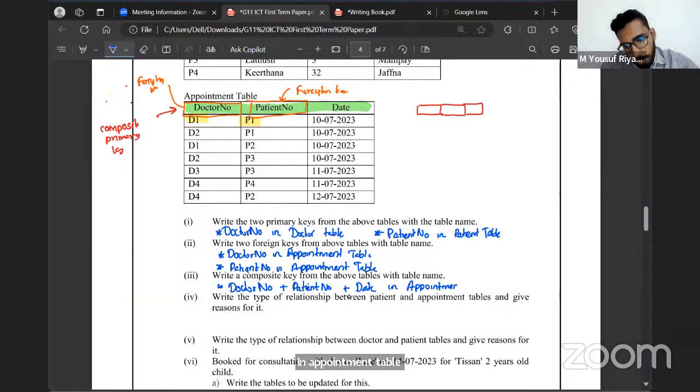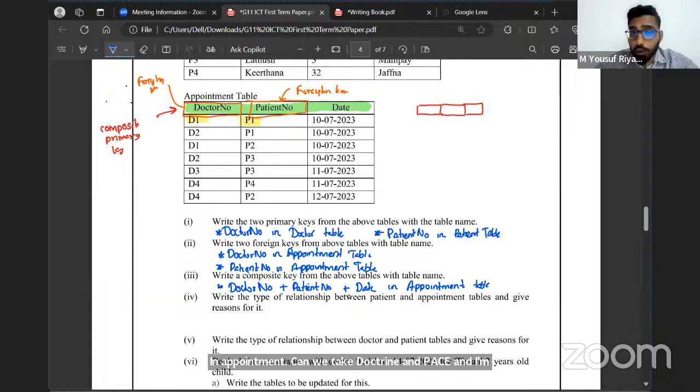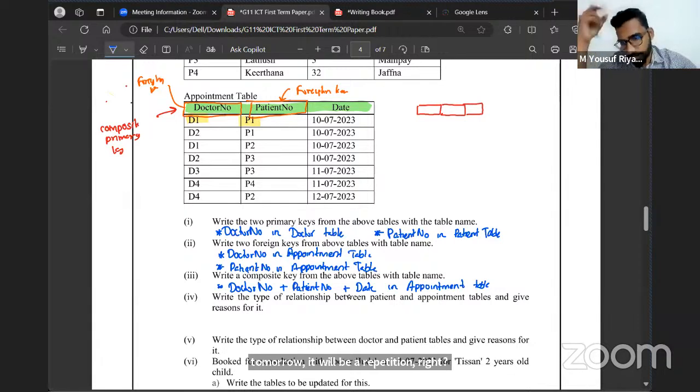In appointment table. Can we take doctor number and patient number only? You can't. That's why I explained a while ago. For example, let's say you went to the same doctor today and you went to the same doctor tomorrow also. If you visit the same doctor today and tomorrow, it will be a repetition. That's why you can't use it. Is that clear?